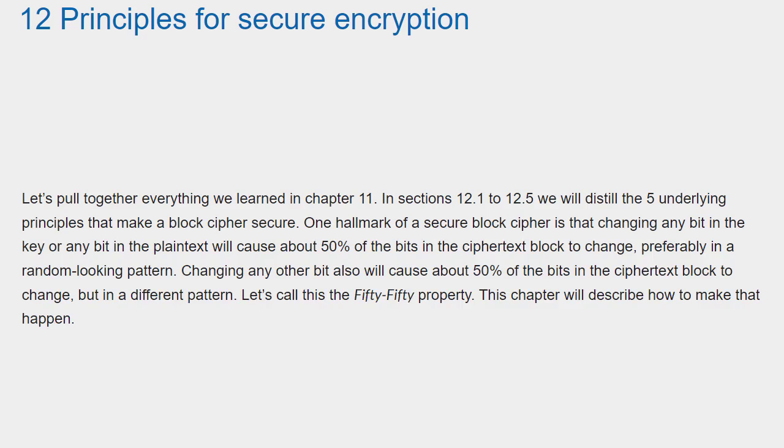In sections 12.1 to 12.5, we will distill the 5 underlying principles that make a block cipher secure. One hallmark of a secure block cipher is that changing any bit in the key or any bit in the plaintext will cause about 50% of the bits in the ciphertext block to change, preferably in a random-looking pattern. Changing any other bit also will cause about 50% of the bits in the ciphertext block to change, but in a different pattern. Let's call this the 50-50 property. This chapter will describe how to make that happen.